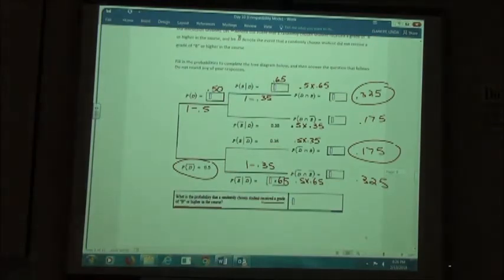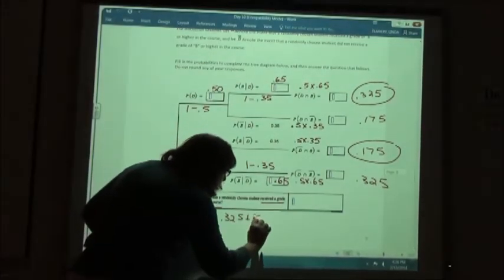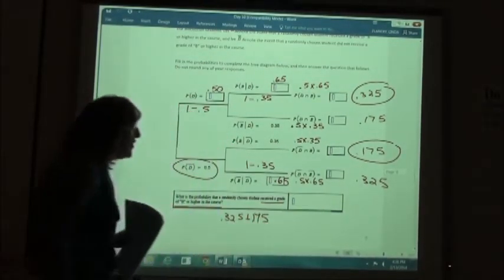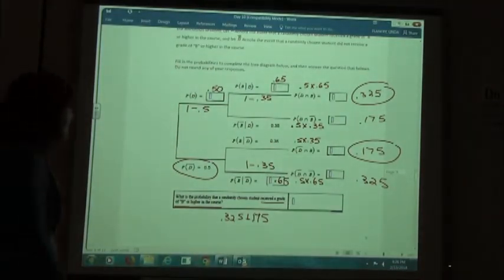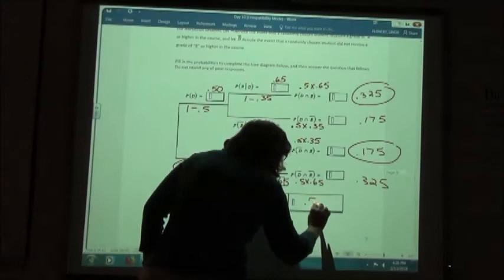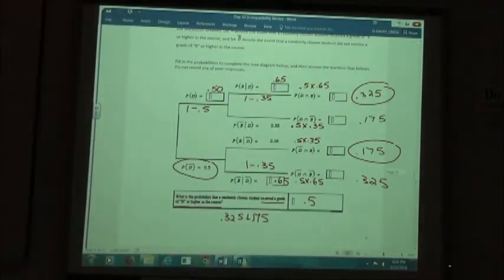I'm just going to add those two probabilities together. So I'm going to take 0.325 plus 0.175, and then my answer is going to be 0.5. These are going to say do not round your responses, and so we don't have to worry about how many decimal places to show, 0.5. Okay?